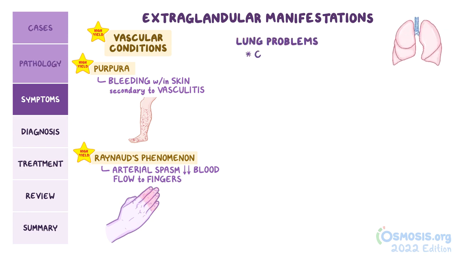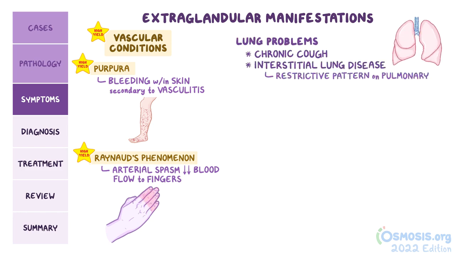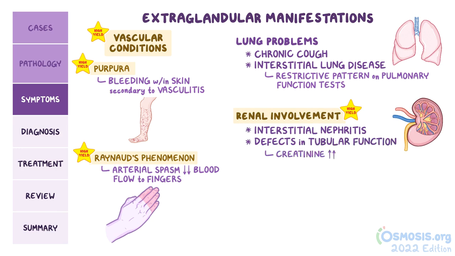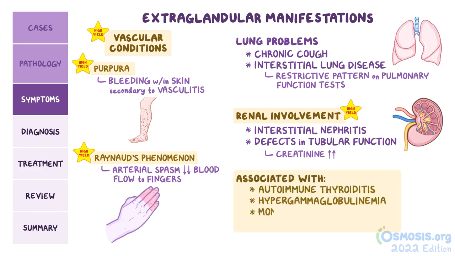Lung problems include a chronic cough, as well as interstitial lung disease, which results in a restrictive pattern on pulmonary function tests. Renal involvement can cause interstitial nephritis and defects in tubular function, causing creatinine levels to rise. The condition can be associated with autoimmune thyroiditis, hypergammaglobulinemia, monoclonal gammopathies, and cryoglobulinemia.